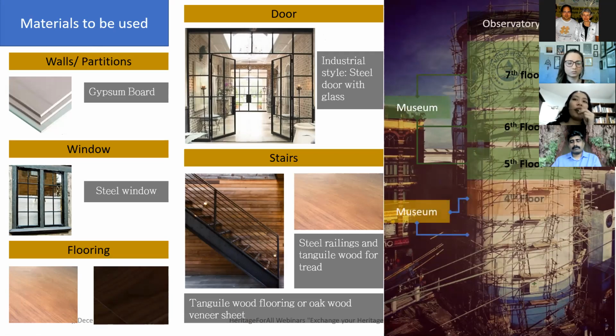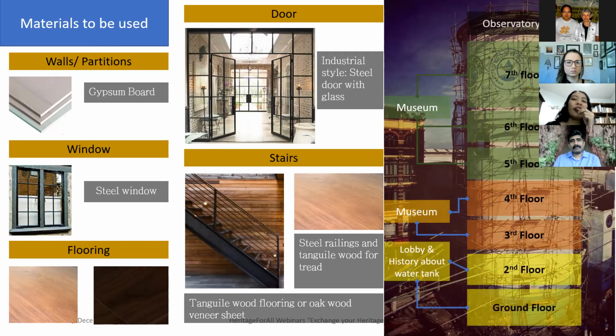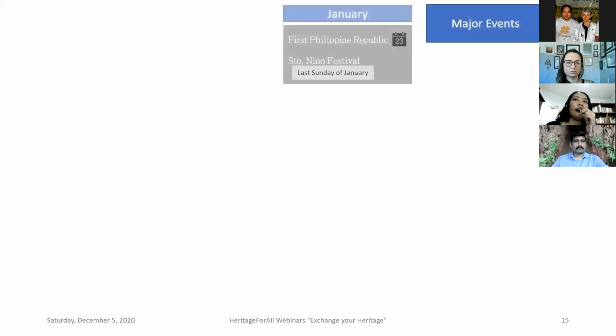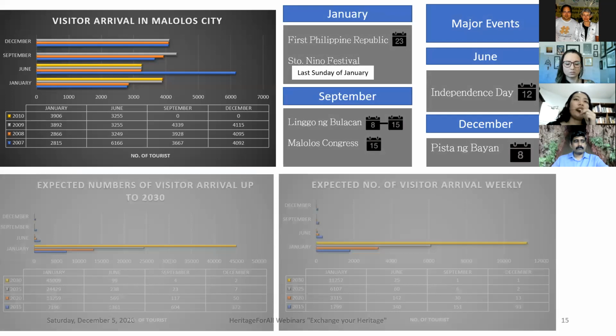If the water tank is converted into a museum, the idea is that each floor has a different history of Malolos. The ground floor will be the lobby, and the second floor will be the history about the water tank. The third and fourth floors can be the history about the cradle of democracy, and the remaining floors can be the history about the Philippine Revolution. These are just the major events.